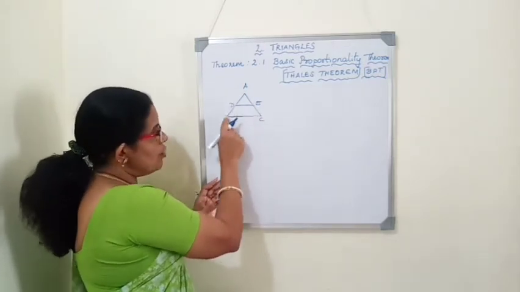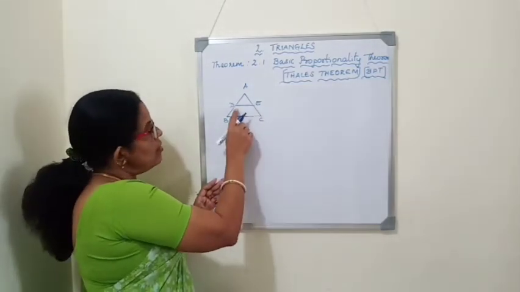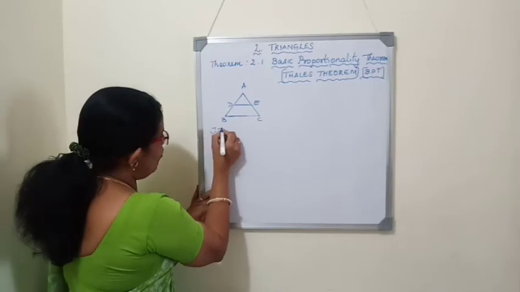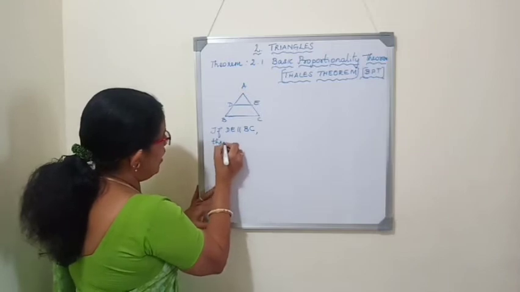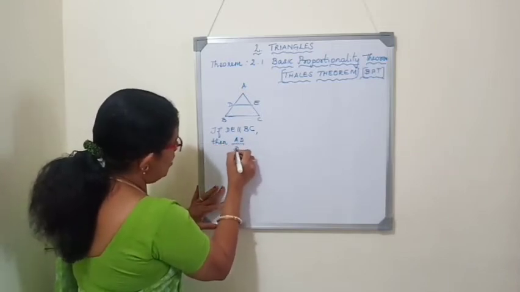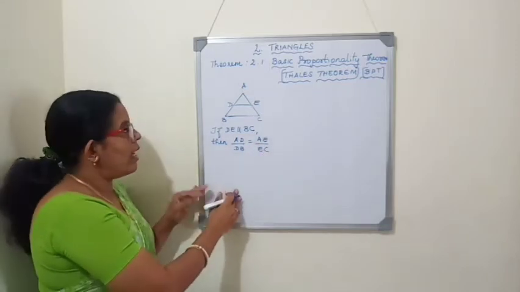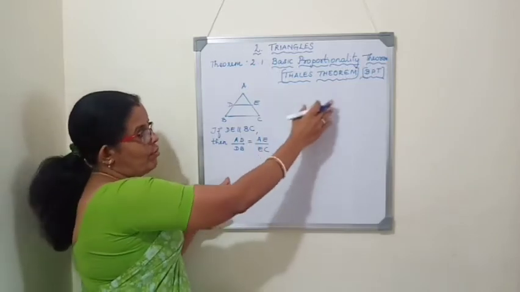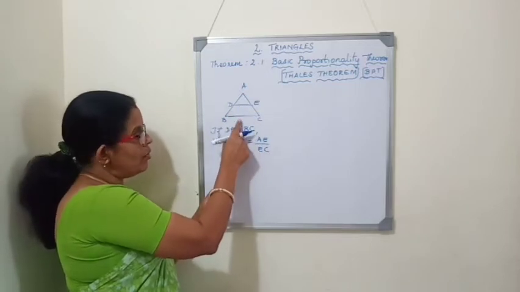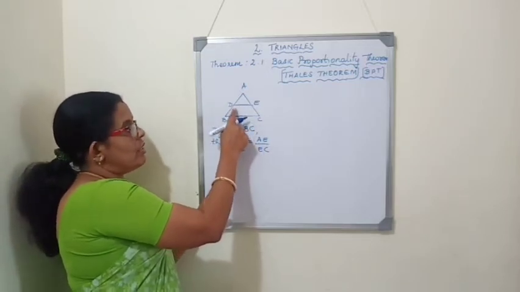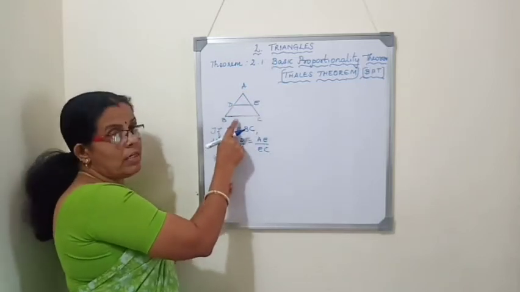Then the other two sides, that is AB and AC, will be divided in the same ratio. That is, they will be proportional. That is, if DE is parallel to BC, then AD by DB is equal to AE by EC. So again I will repeat, the basic proportionality theorem, BPT or Thales theorem states that if we draw a line which is parallel to any one side of a triangle to intersect the other two sides in two distinct points, then the other two sides are divided in the same ratio.